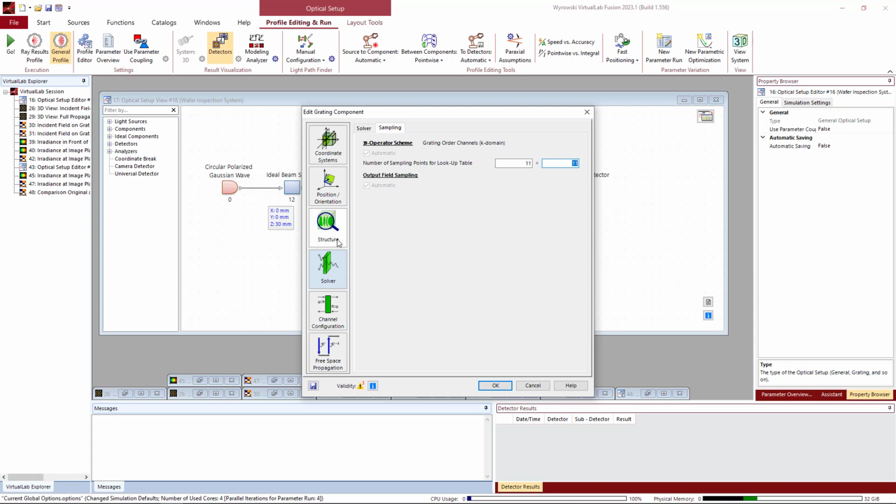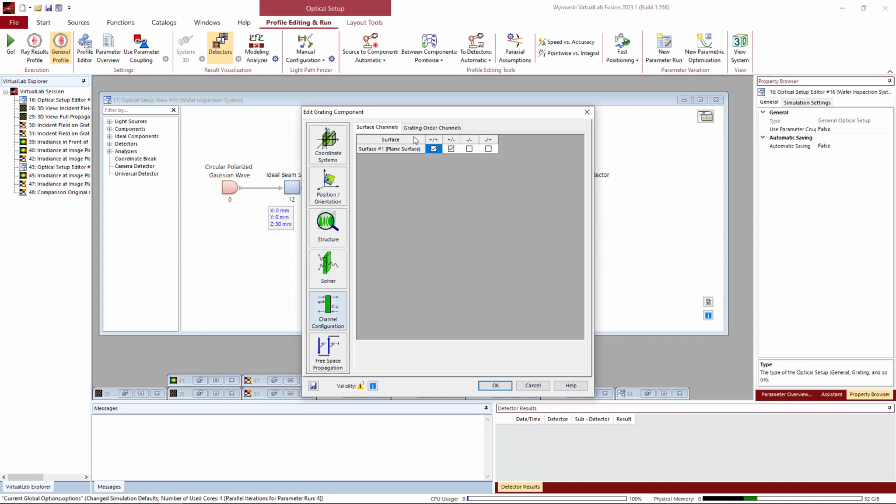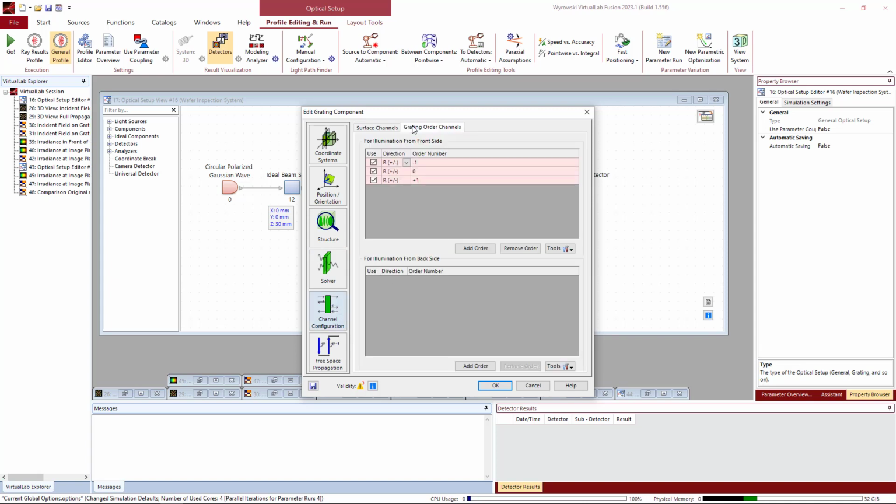And then we also define here under channel configuration the orders that we want to take into account in the simulation. So we're interested in the illumination from the front side, and we're just interested in the 3 reflected orders that are going to propagate back through our objective lens, that are going to be collected by our imaging system and are going to finally contribute to the formation of the image.